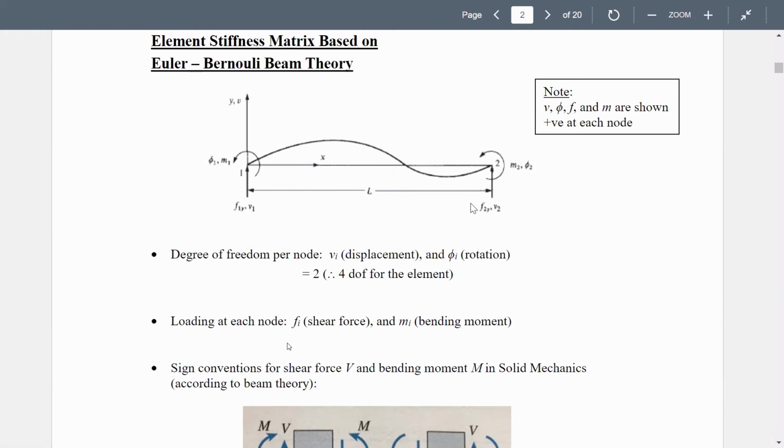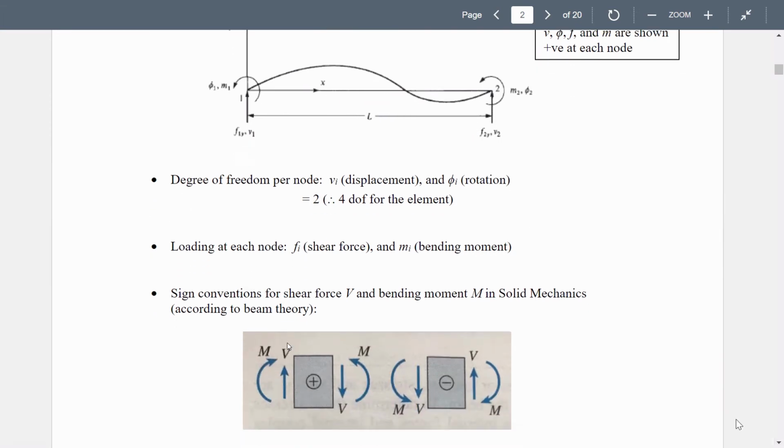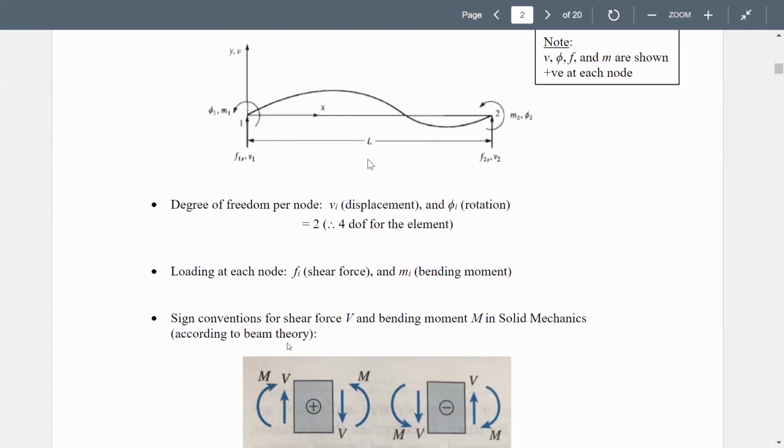All right, to do this problem, this is our notation in finite element methods for force, upward positive, and moment, counterclockwise positive. But our sign convention in solid mechanics is like this.